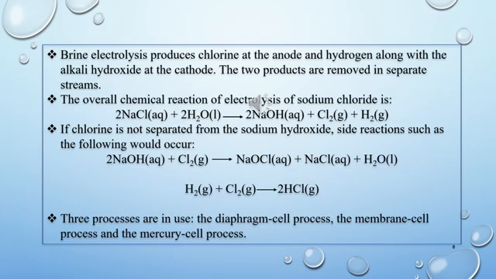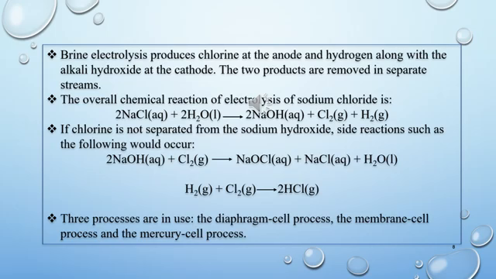And the next point is, three processes are used: the diaphragm cell process, the membrane cell process, and the mercury cell process. Dear students, for the chlor-alkali process, three cell processes are used. The first one is the diaphragm cell process, the second one is the membrane cell process, and the third one is the mercury cell process.